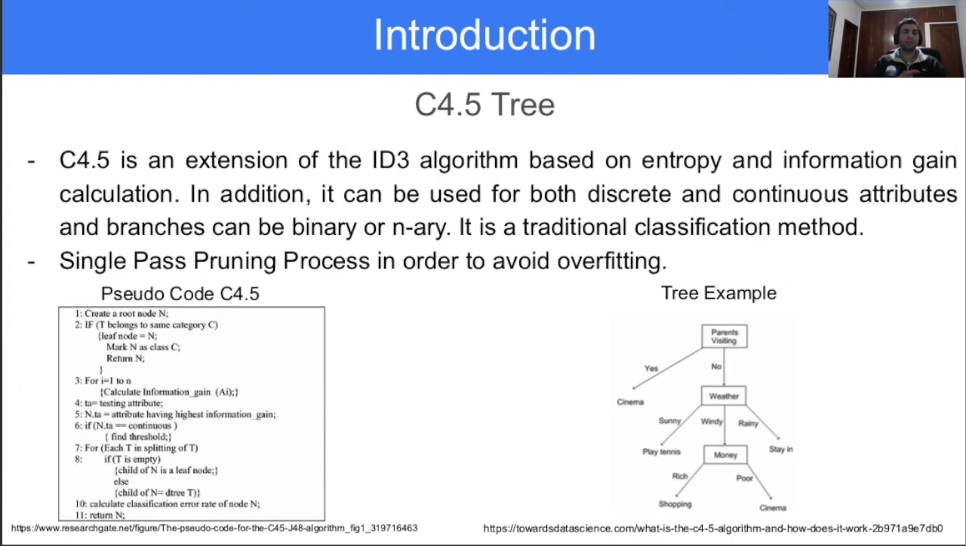Well, the C4.5 algorithm is an extension of the ID3 algorithm based on entropy and information gain calculation. And it can be used for both discrete and continuous attributes, and the branches can be binary or n-ary. The C4.5 is a classification method. We do not have a regression method based on the C4.5, and it uses a single pass pruning process, which is the pruning method used in order to avoid overfitting.